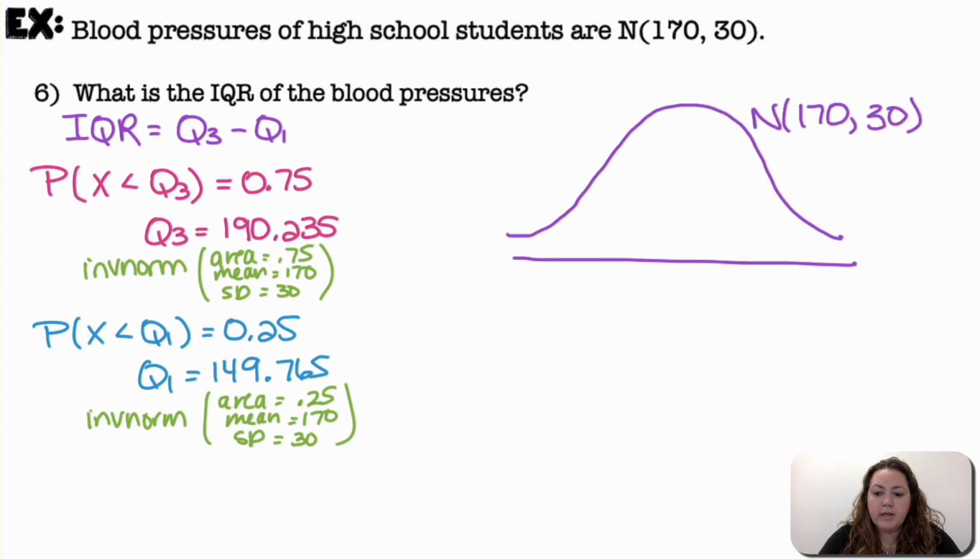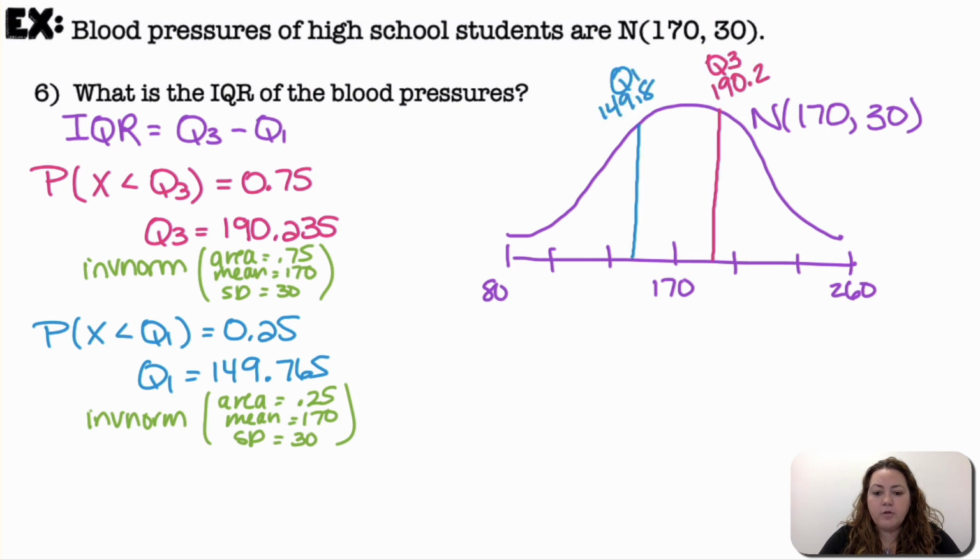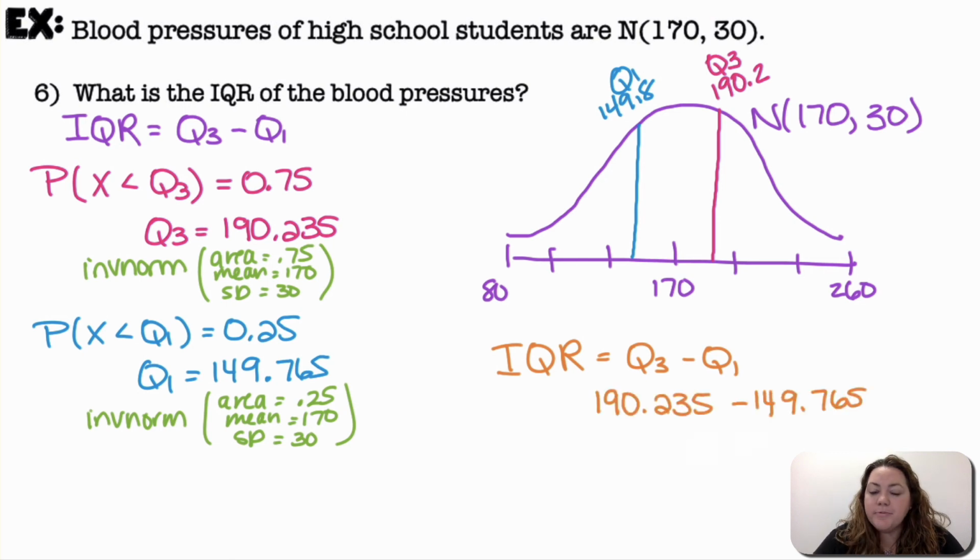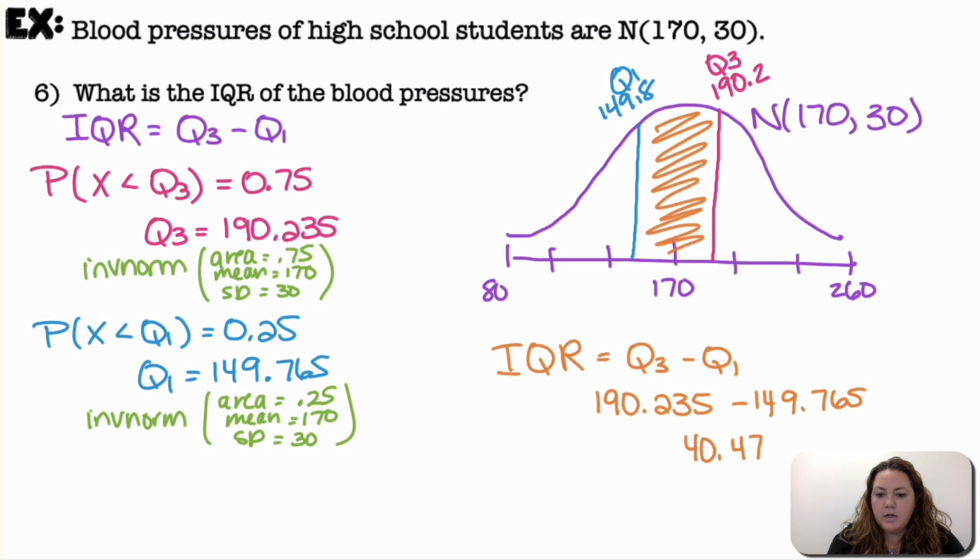Here's what this would look like. Here's my normal distribution. My third quartile was at 190.2. My first quartile was at 149.8. I want the interquartile range, so that's the value between them. All right, I'm going to subtract, and I want the value between those, so I get 40.47, which means that this in between here is taking up 40.47% of the data.